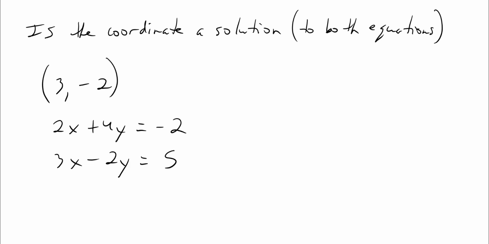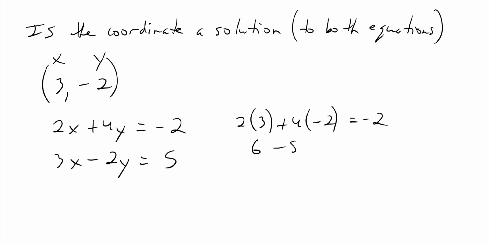We've done this already. This is like last chapter. You're going to take that (3, -2), and you're going to plug it into the equation and see if the left side equals the right side. That's pretty easy. So I'm going to do 2 times, remember this is your x and this is your y. You guys should know that. So 2 times 3 plus 4 times -2 equals -2. Okay, so you get 6 - 8 equals -2, and 6 - 8 is -2. Okay, so that's good.